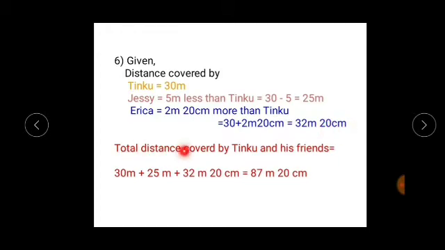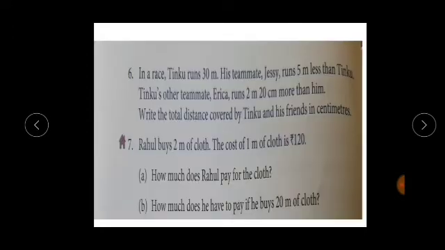Then we need to find total distance covered by Tinku and his friends. That is 30 meter plus 25 meter plus 32 meter 20 centimeter. Total 87 meter 20 centimeter. I told you first we have to add the meters only. 30 plus 25 plus 32, that is 87 meter and 20 centimeter. Okay children.